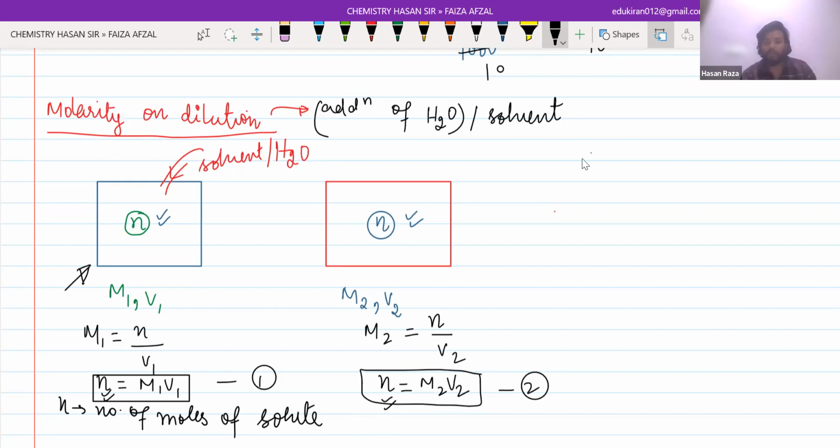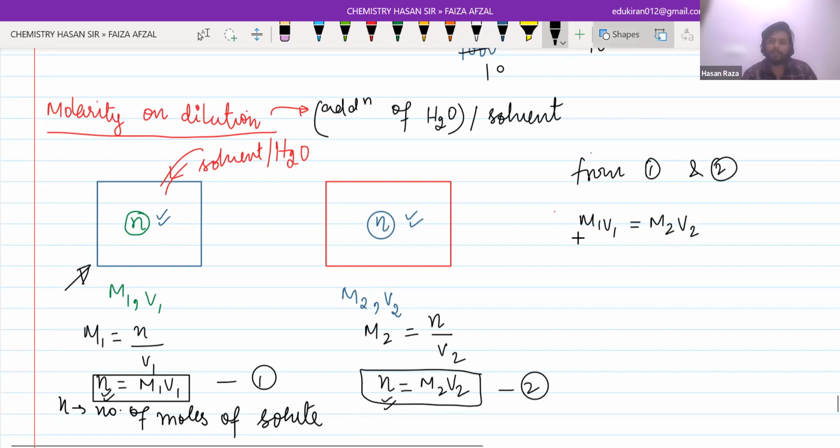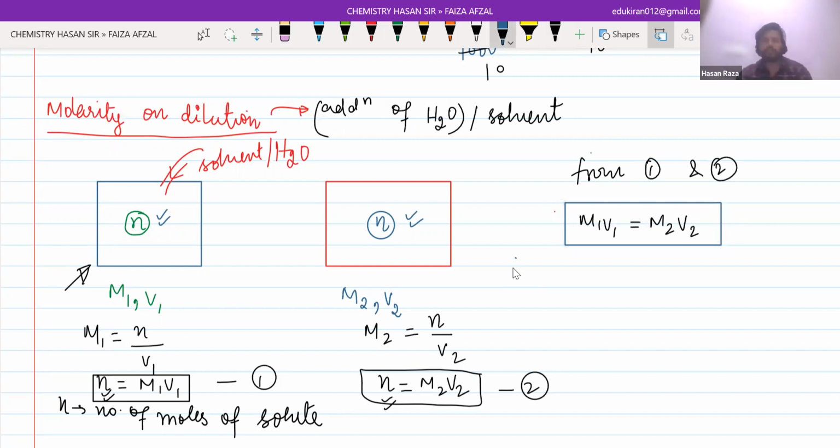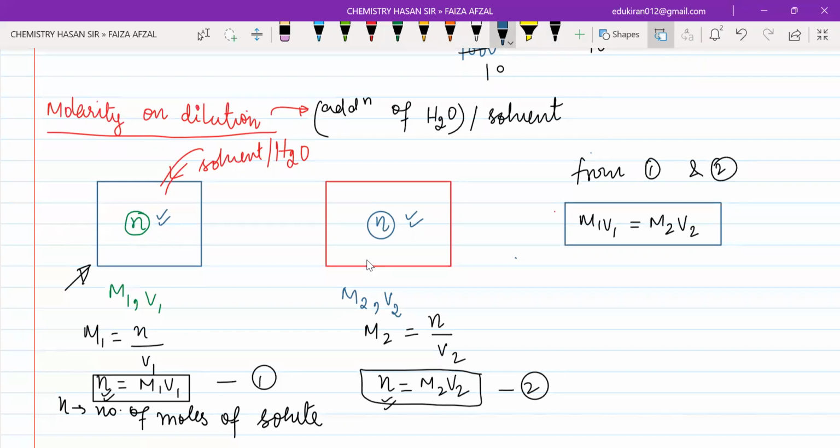That means from 1 and 2, M1 V1 is equal to M2 V2. Yes or no? Yes, sir. So simple. Whenever a question comes, calculate the molarity of this. When you are going to dilute it, you will be writing M1 V1 is equal to M2 V2. Okay. So please do write this, and then I'm going to give you a question on this.